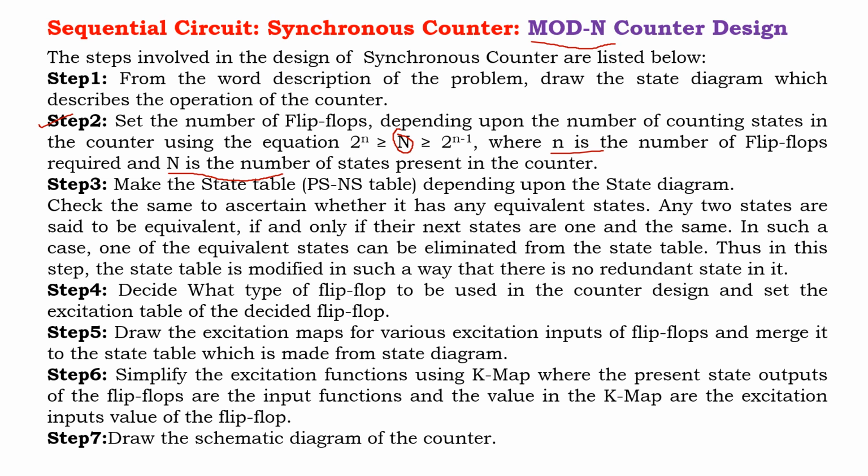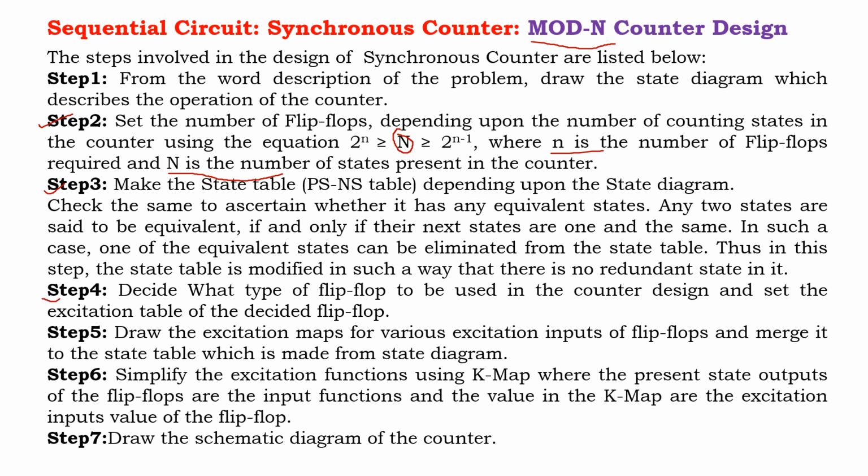Step 3: make the state table depending upon the state diagram. Check the same to ascertain whether it has any equivalent states. If there are any equivalent states, then merge them such that one of the equivalent states can be eliminated from the state table. Thus, in this step, the state table is modified in such a way that no redundant state is left.